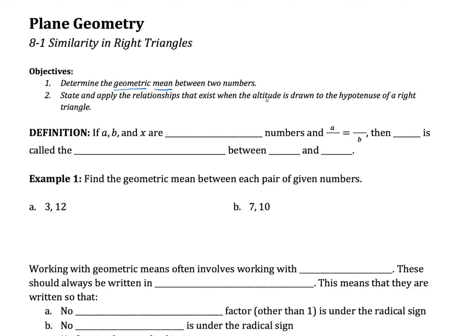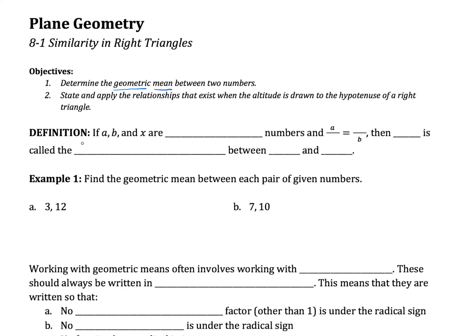So we're going to learn about that, and we're going to review something that you probably learned in Algebra 1, which is how to simplify a radical. And like I said, you probably learned it in Algebra 1, but you might have forgotten some of that. So we're going to review that because we'll be using that skill a lot in Chapter 8. So let's jump right in.